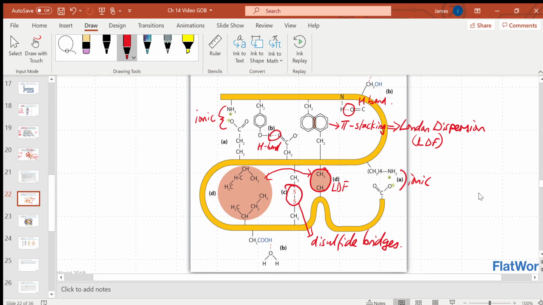So you can see on this model here, this is supposed to represent a beta pleated sheet. So it'll give you a sense of how these structures are held together by a variety of different intermolecular forces. Okay.